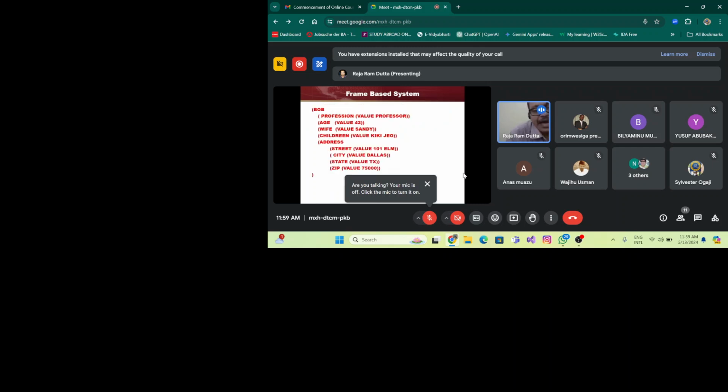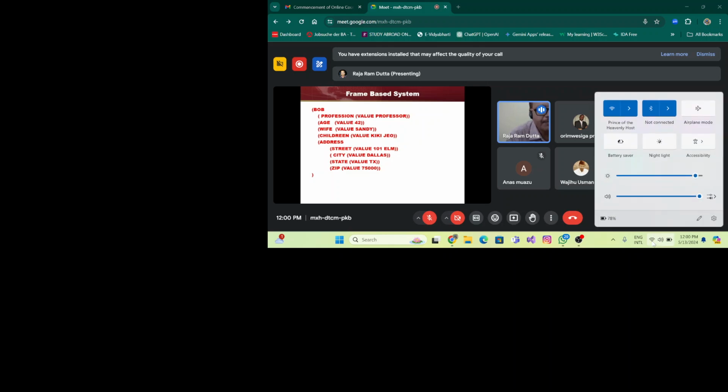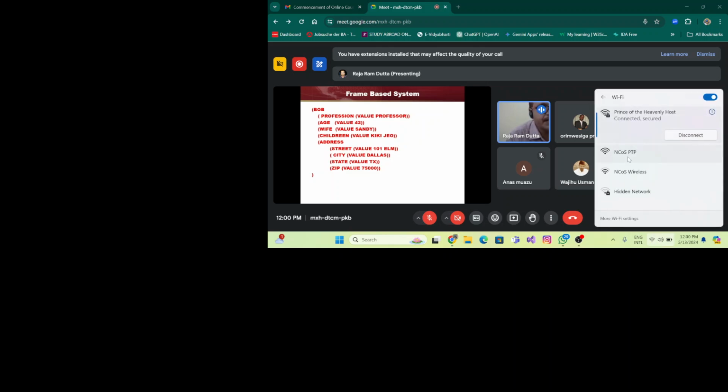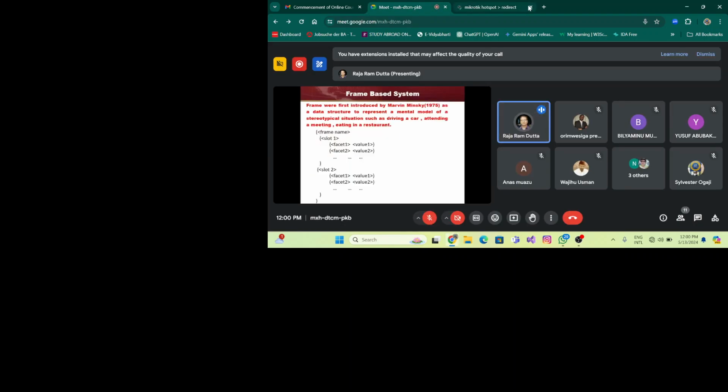So we assume we are representing a person. The person's name is Bob. So Bob is the name of the frame. In a frame-based system, the most important thing is basically the parentheses. Opening parenthesis and closing parenthesis should be proper.